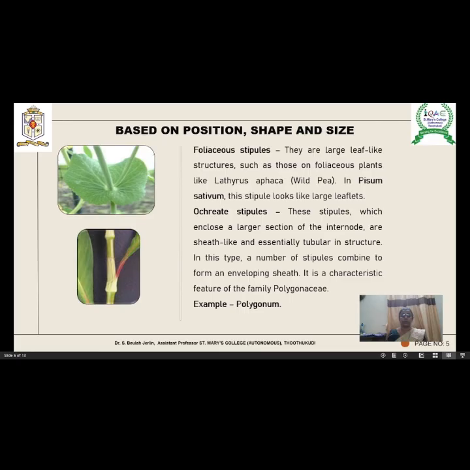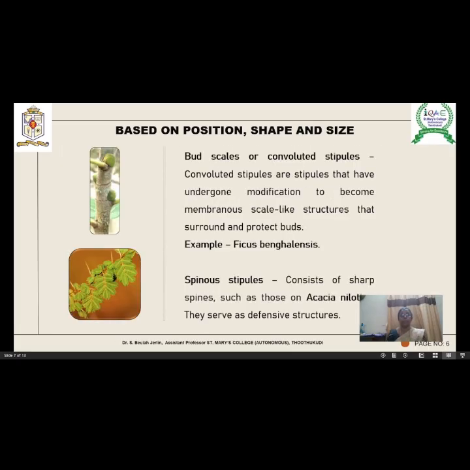Ochreate stipules. These stipules enclose a large section of the internode and are sheath-like and essentially tubular in structure. In this type, a number of stipules combine to form an enveloping sheath. It is a characteristic feature of the family Polygonaceae. Example, Polygonum.